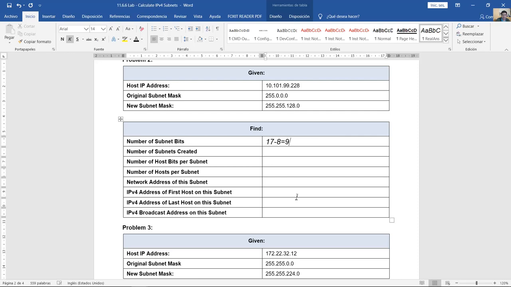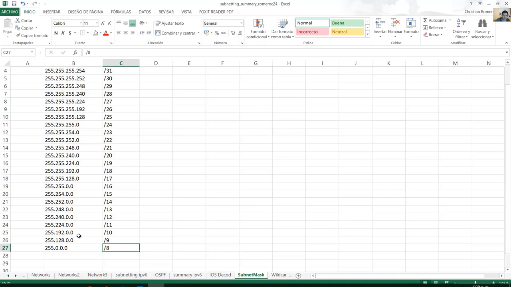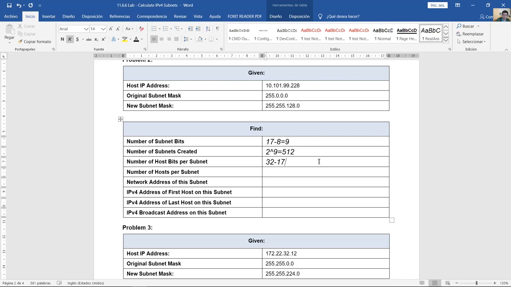Number of subnets created: the base for the binary system, to the power 9. This is equal to 512. Number of host bits per subnet. Remember, the new subnet mask 255.255.128.0, 17 prefix. Make the operation 32 minus 17, where 32 is the number of bits of an IPv4 address and 17 the prefix for the new subnet mask, and this is equal to 15.